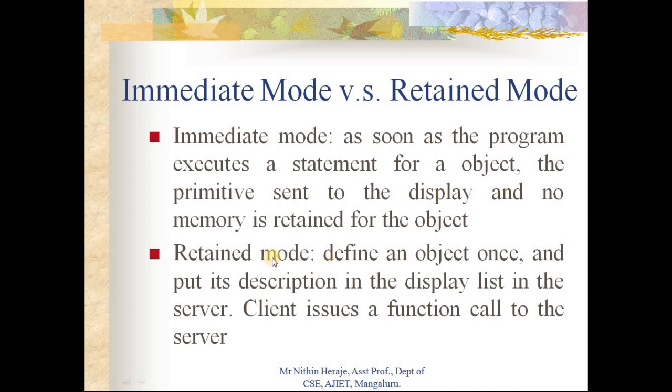Whereas in retained mode, it defines an object once and puts its description in the display list in the server, which is retained there, and the client issues a function call to the server. So whenever the client wants to display a particular object, it just issues a function call again and again. The construction will not happen. With just the function call, everything goes smoothly because it is already retained there.